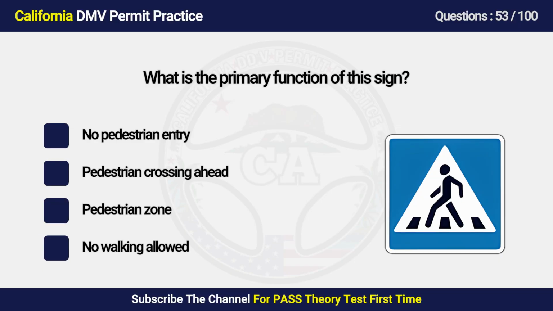A. No pedestrian entry. B. Pedestrian crossing ahead. C. Pedestrian zone. D. No walking allowed.